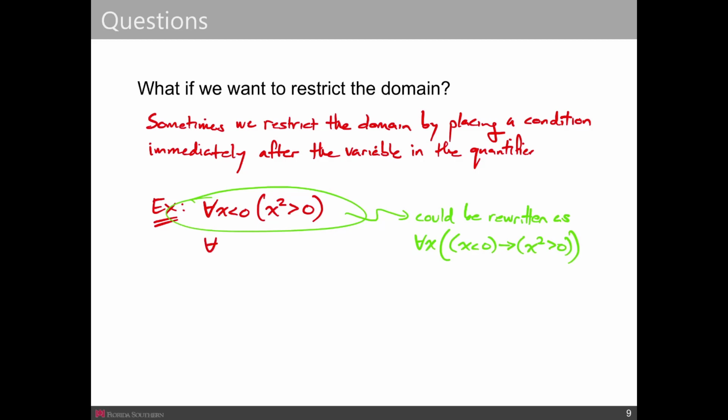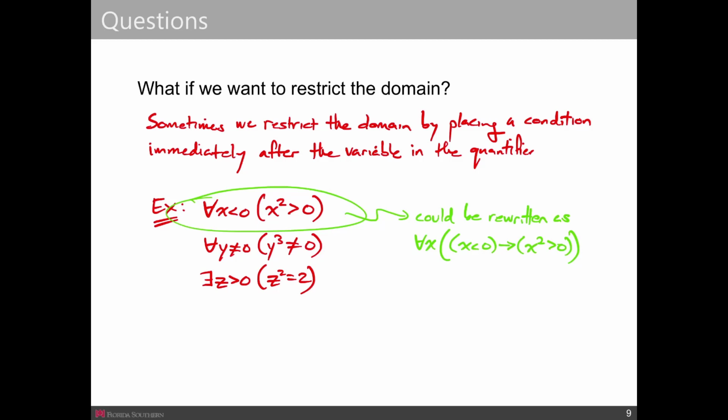Let's try another one. For all values of y not equal to 0, y cubed is not equal to 0. So I'm restricting y to be values that aren't 0. And I'm placing that restriction immediately after the variable that's being quantified. We can also do this for existential quantifiers. So if I have there exists some value of z greater than 0 such that z squared is equal to 2.